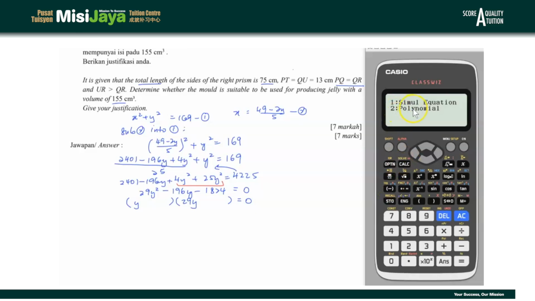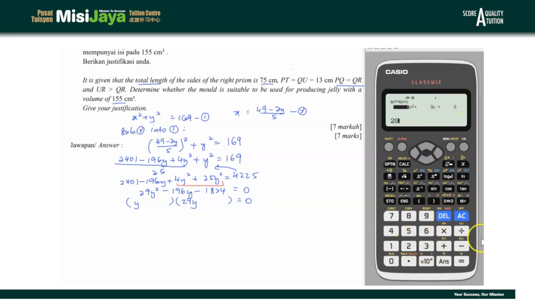Okay, so this is what? Simultaneous or polynomial. So whenever you want to factorize, it's considered as polynomial. Okay, simultaneous equation is when they are given 2 equations or 3 equations. So for now, I just want to factorize this. So I press 2, okay? And the highest power is 2, right? y squared. So y squared power is 2. Okay, so you see the pattern, ax squared plus bx plus c. So you're going to key in your a, b, and c into your calculator.